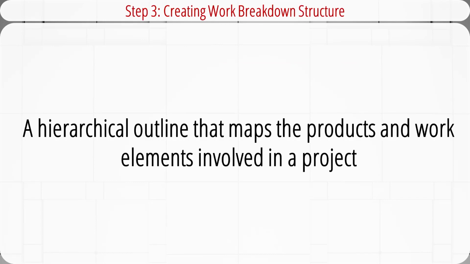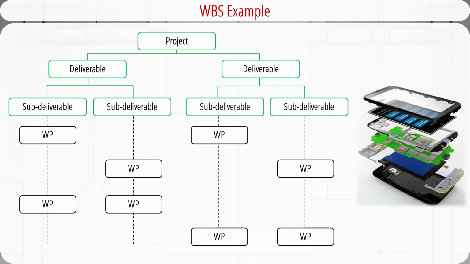The third step of defining a project is to create the work breakdown structure, or WBS. A work breakdown structure is a hierarchical outline that maps the products and work elements involved in a project. It defines the relationship among the project, its deliverables, sub-deliverables, and finally the work packages.